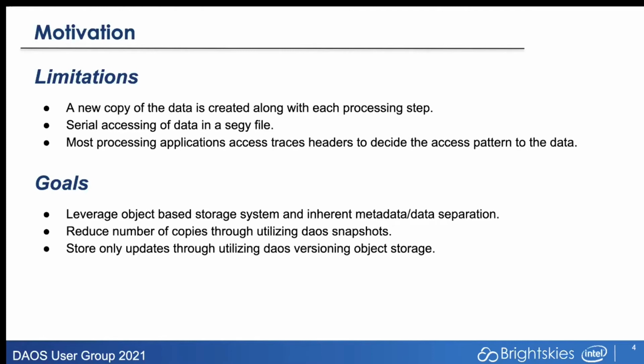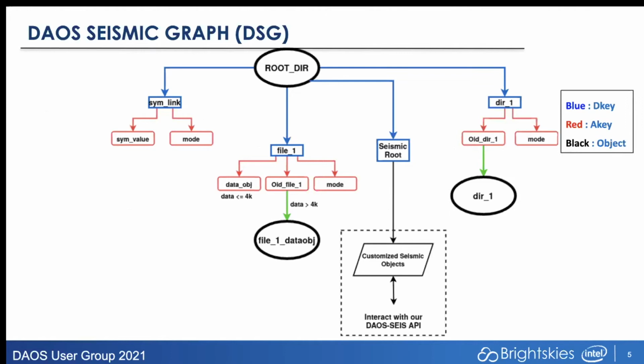That is why a major target was to use the native DAOS object-based storage system to introduce a layer of separation between the trace headers, which are the metadata, and the trace data. Other potential goals are the use of the DAOS snapshot feature to reduce duplication, and the DAOS versioning object storage, through which we can minimize the amount of data we need to store. This is where our Seismic API steps in, which we like to call the DAOS-SEISMIC graph, or the DSG.